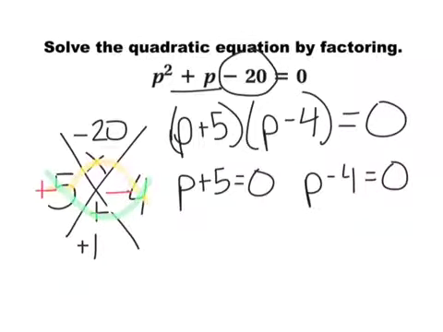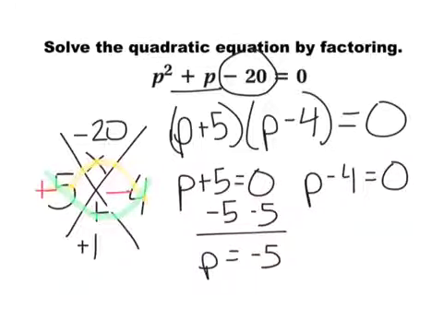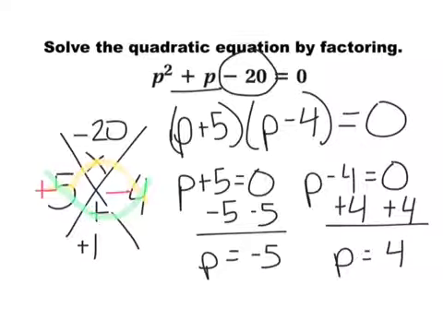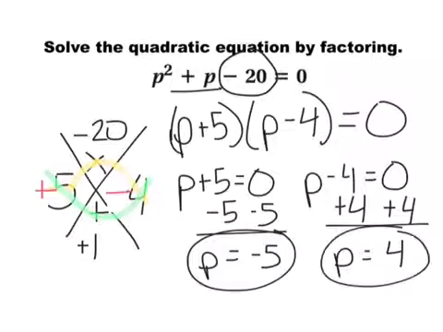Solving both of those equations, subtract 5 on both sides. p equals negative 5. And the other one, add 4 on both sides, and I get p equals 4. So I have my two solutions to my equation, which remember on a graph would be the two spots where it crosses that x-axis.